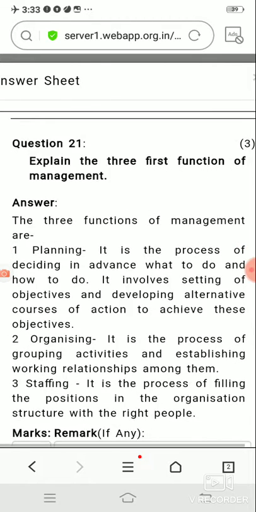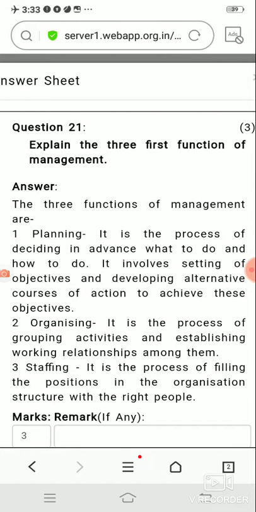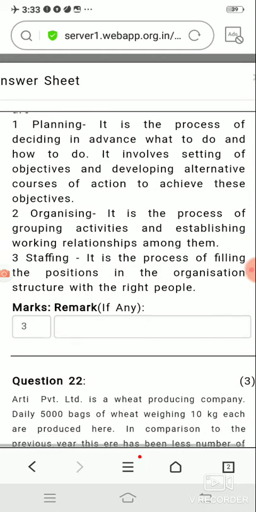Next is, explain the three functions of management. So you will explain the three functions of management, that is planning, organizing and staffing.